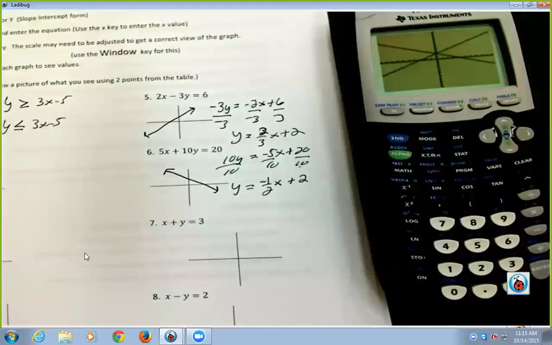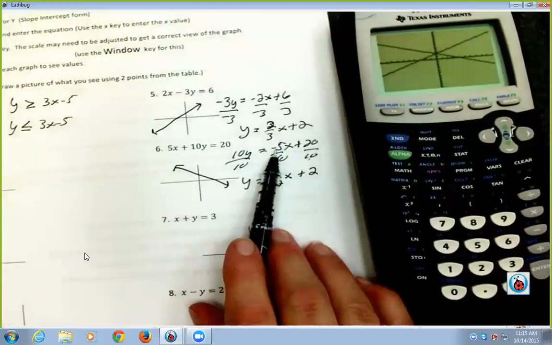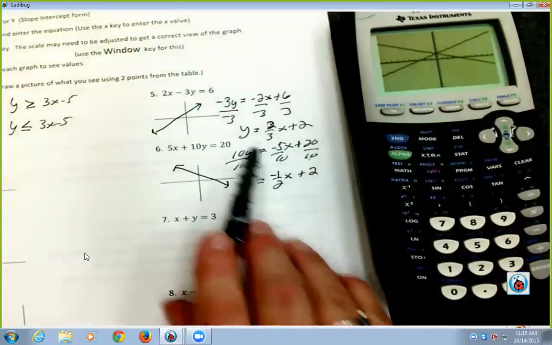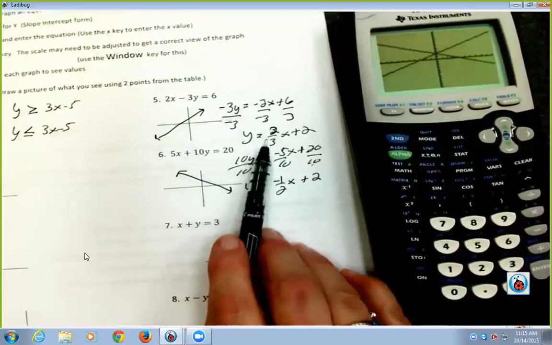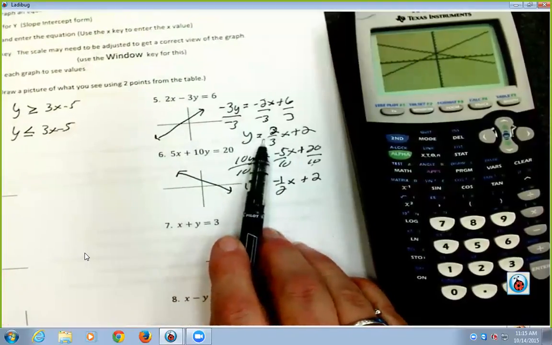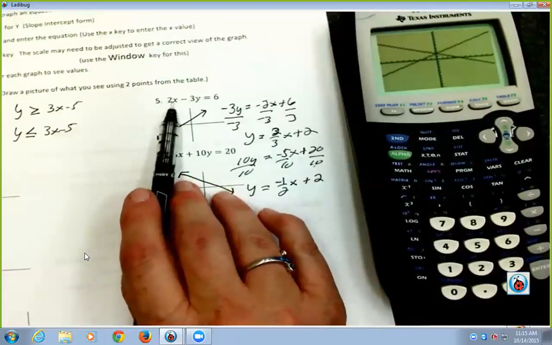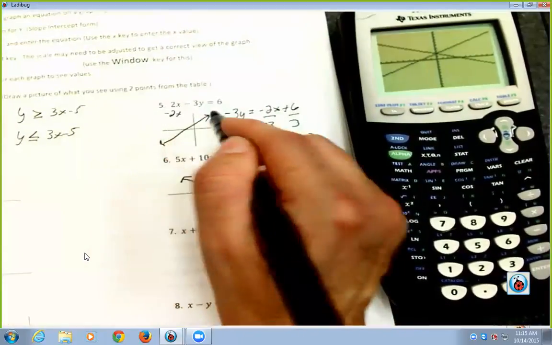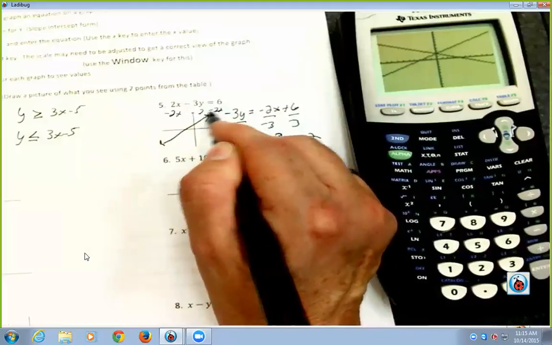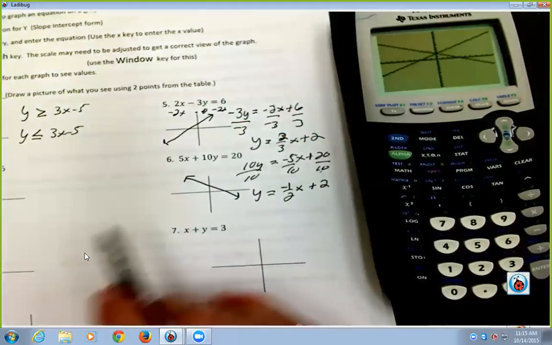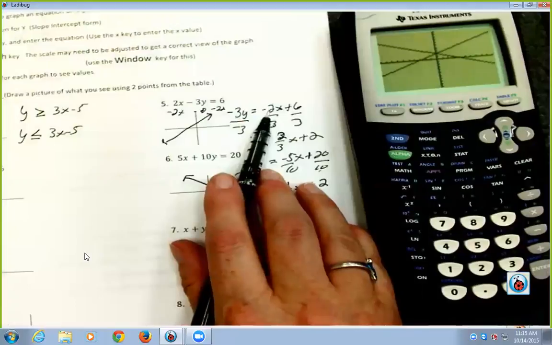Question? Yeah, question? Shouldn't it be a positive 5? A number 5? Yeah, the 2, would that be a positive 2? No, because it's a positive 2 here. So I really needed to add a negative 2 to both sides. So that would be a negative 2x. We good now?